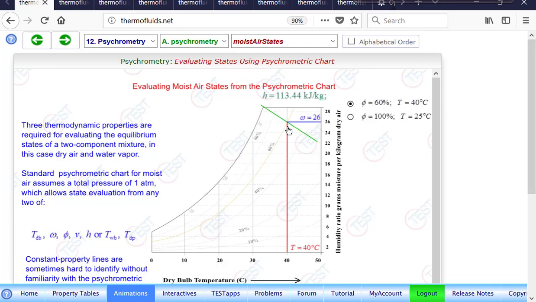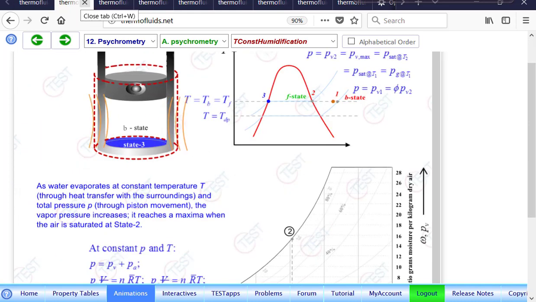But remember, this chart is based on a standard pressure of 100 kPa. So if the total pressure changes, you need to look up a different chart. Fortunately, in TEST, we don't have to do that, and we'll solve a problem where the total pressure can change. This is an example of humidification. You can see the water is evaporating and how it affects the state is shown here.